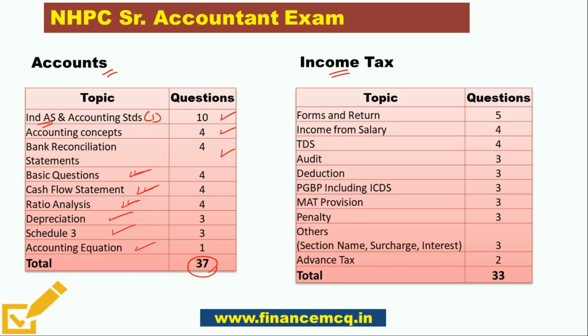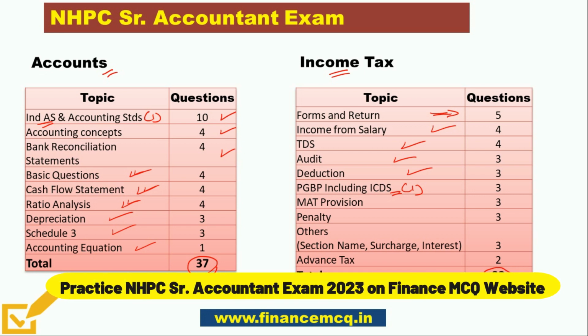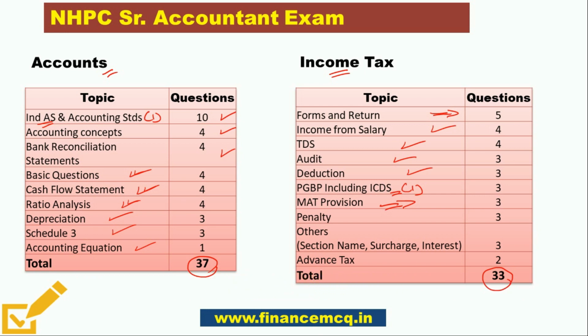Then from income tax, out of a total of 33 questions, 5 questions were from forms and returns. Then 4 questions were asked from income from salary, and 4 questions from TDS. Then 3 questions each from audit under income tax, deduction, and PGBP including ICDS. Here there was just 1 question from ICDS and the rest from PGBP. Basically they asked about Section 35 questions. Then 3 questions from MAT provisions, basic questions, applicability of MAT rate, etc. So all these types of questions were there.